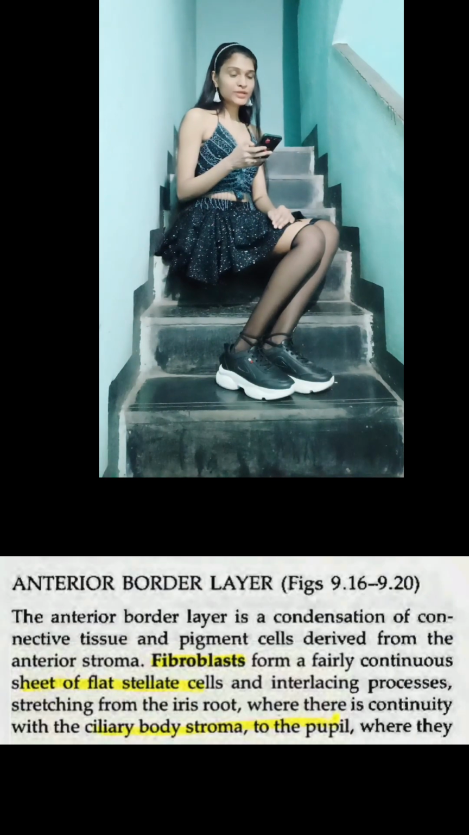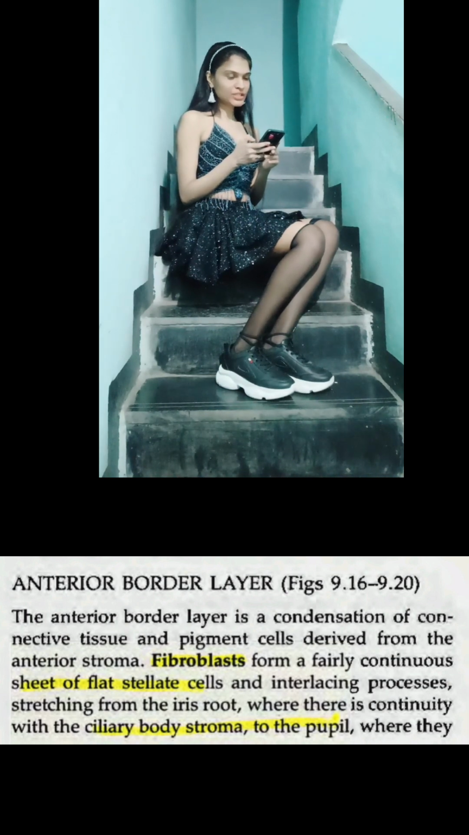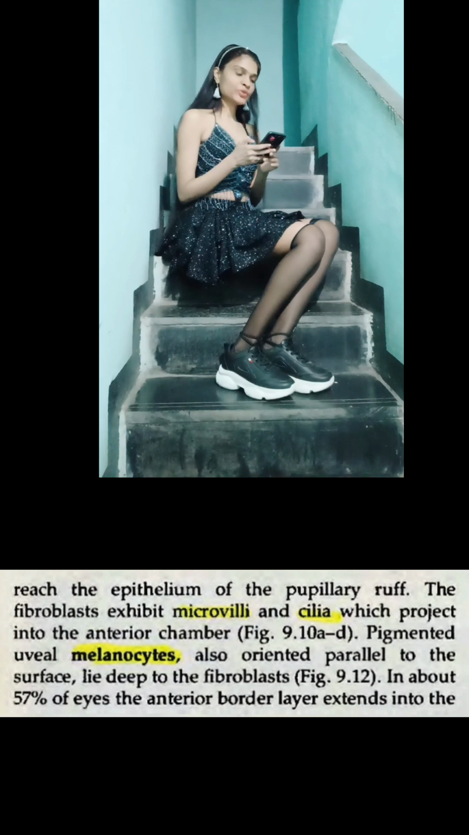Anterior border layer. The anterior border layer is a condensation of connective tissue and pigment cells derived from the anterior stroma. Fibroblasts form a fairly continuous sheet of flat stellate cells and interlacing processes stretching from the iris root, where there is continuity with the ciliary body stroma, to the pupil, where they reach the epithelium of the pupillary roof.